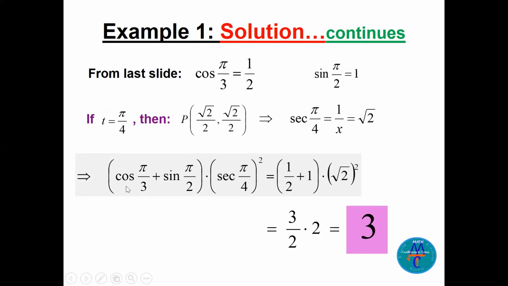So let's put the values here. So this will be half. Cosine pi over 3, we know from the last slide, is half. Sine pi over 2 is 1. So when you add, 3 over 2, this one you square it, which is 2. The answer is 3.